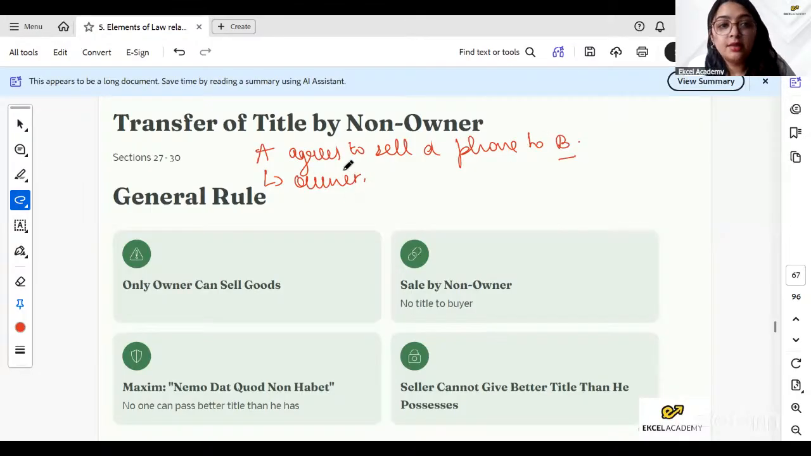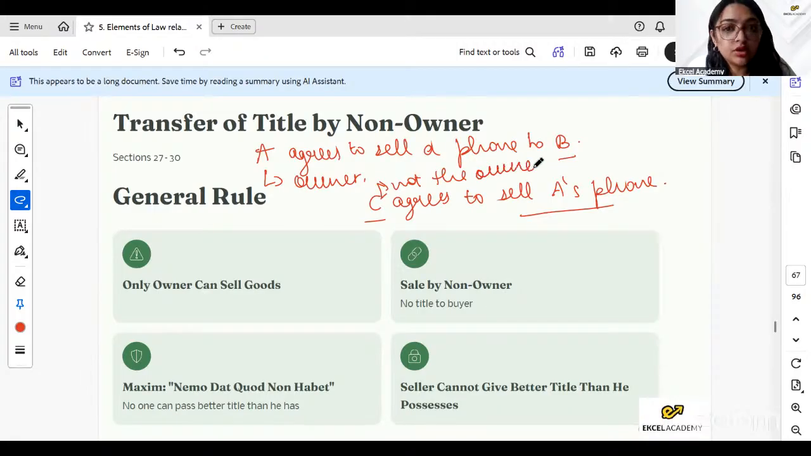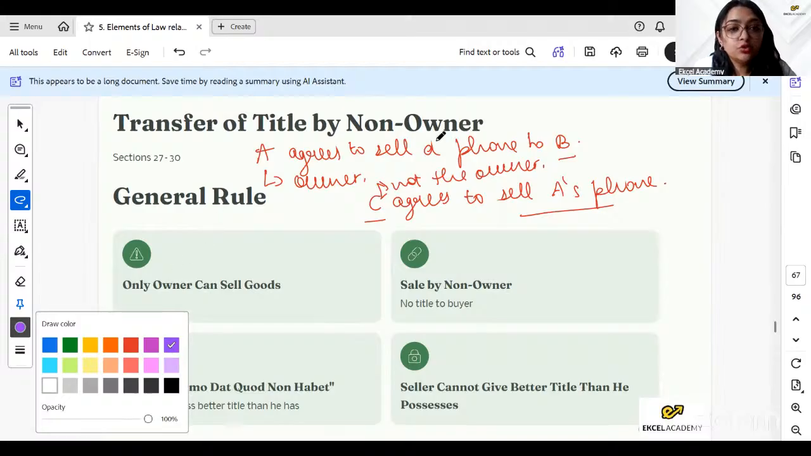Now let's say, for example, instead of A, C agrees to sell A's phone. Do you think this might be valid? Prima facie, no. Why? Because C is not the owner. As per the Indian Sale of Goods Act, the basic or general rule is that only the owner can sell goods. So in our example, who is the owner? A, right?